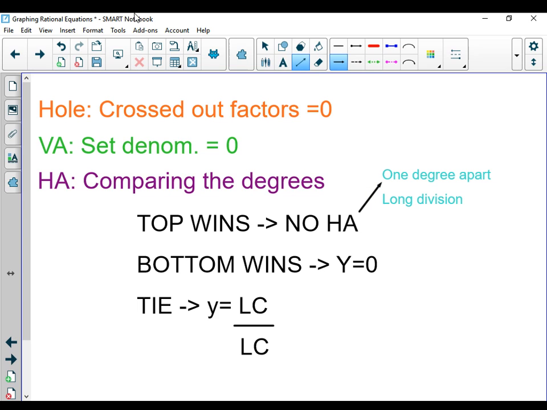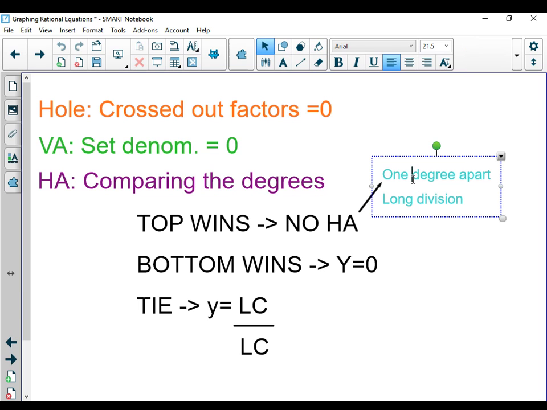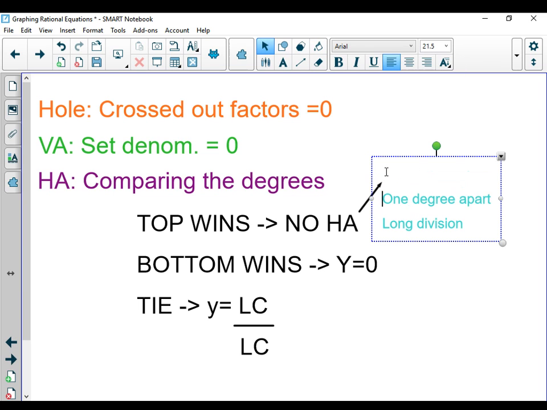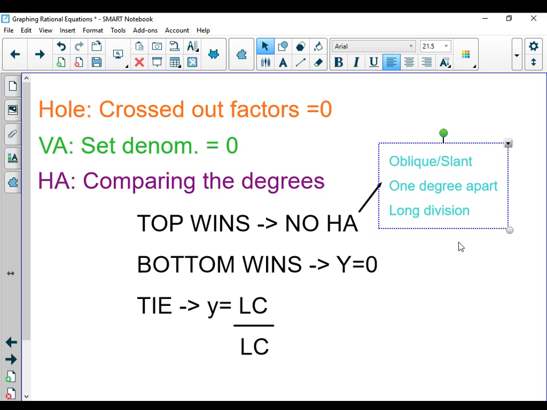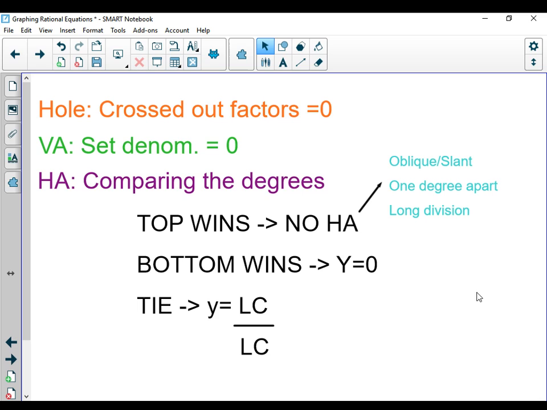All right, so probably should write what it is too. Okay, so if we are 1 degree apart, no horizontal asymptote, we could have an oblique or a slant asymptote, and we're going to find that by doing long division.